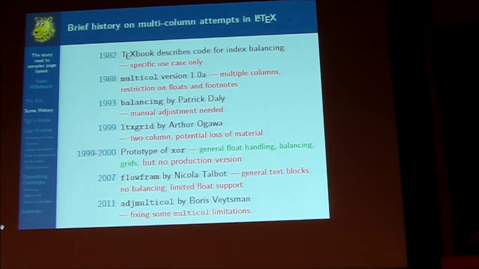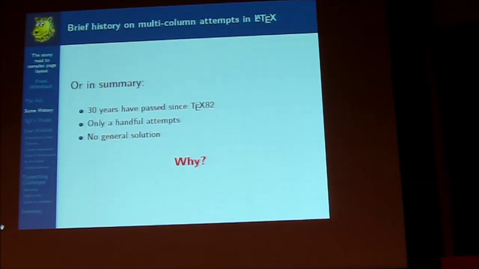And then there's Boris's fixes to my multicol, which does a few corrections and implementation improvements, but it is also not solving the major limitations. But on the whole, that's all, and this is covering 30 years, roughly. And so the question is, why are there so few attempts and why none of them actually succeeded?